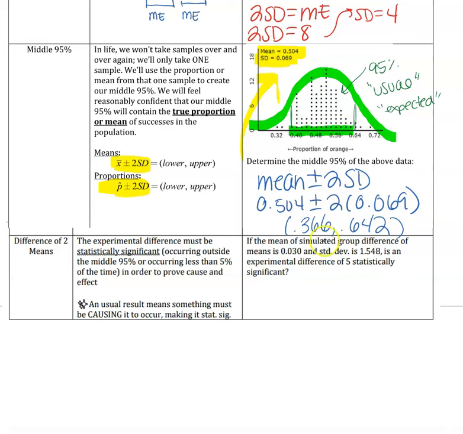So if the mean of a simulated group difference of means is 0.030, so we've got a group mean difference of that, and the standard deviation is 1.548, is an experimental difference of 5 statistically significant? So what I do is take my mean, add or subtract 2 times the standard deviation, and come up with my middle 95.